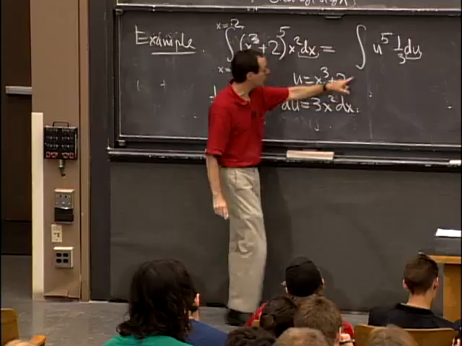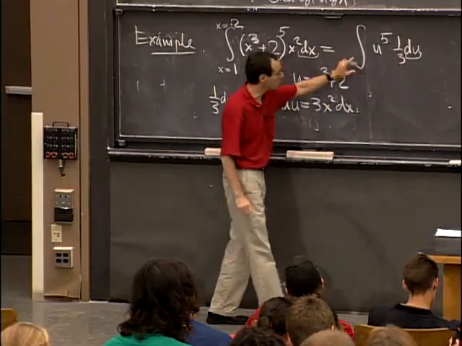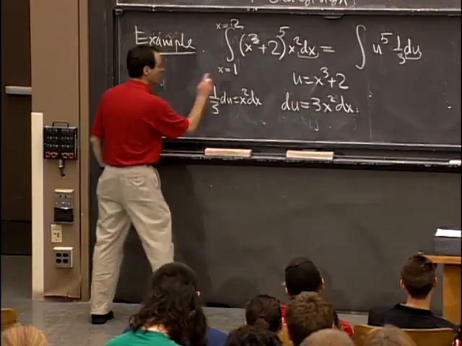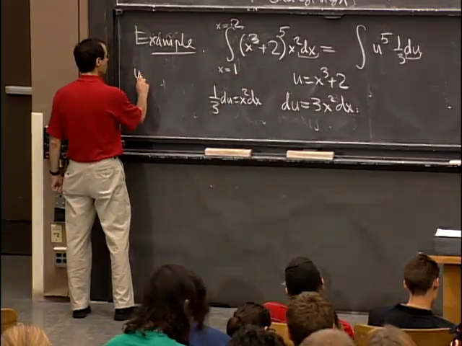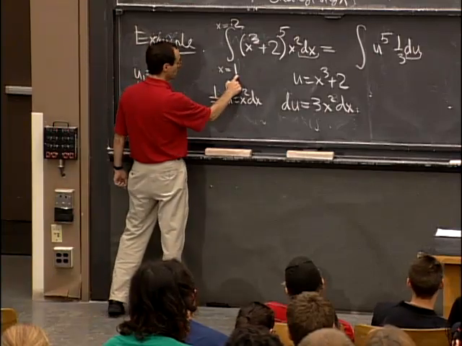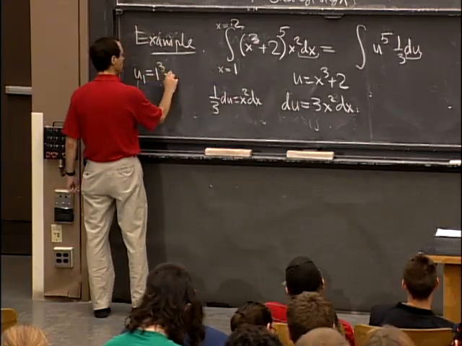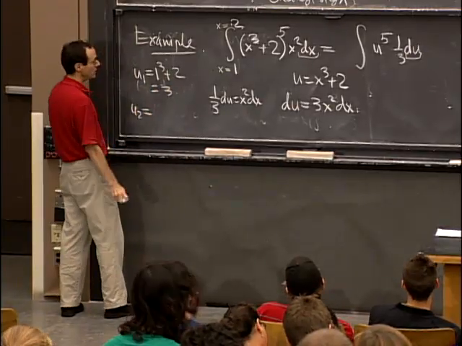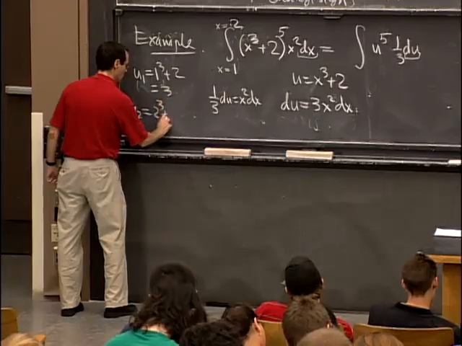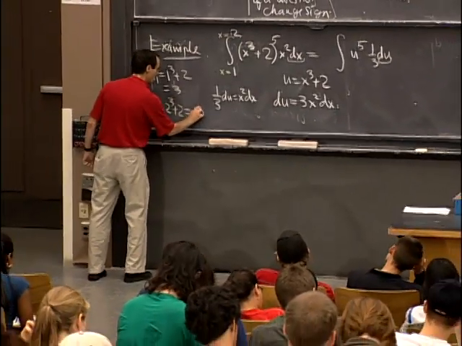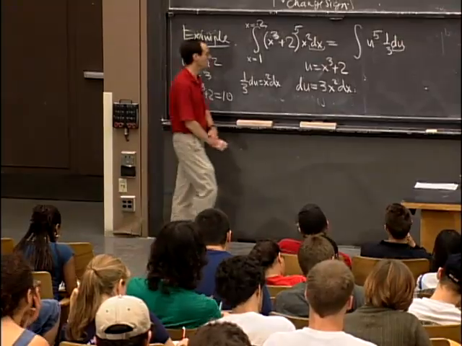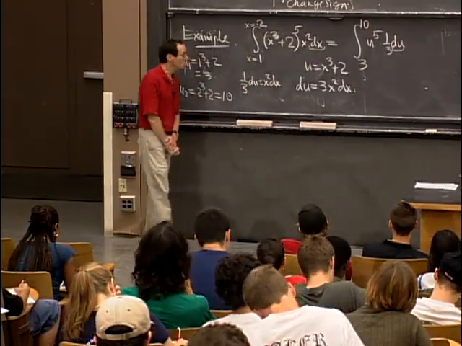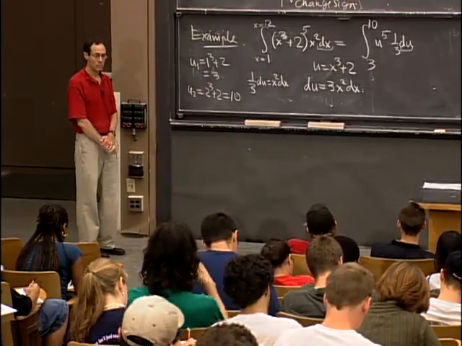So now over here, we have a limit, but it's supposed to be with respect to u now. So we need to calculate what those corresponding limits are. And indeed, I plug in here, u1 is going to be equal to what I plug in for x equals 1. That's going to be 1 cubed plus 2, which is 3. And then u2 is 2 cubed plus 2, which is equal to 10, right? 8 plus 2 is 10. So this is the integral from 3 to 10 of u to the 5th times 1/3 du.